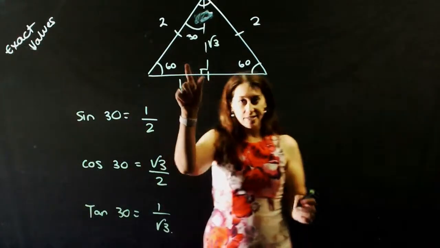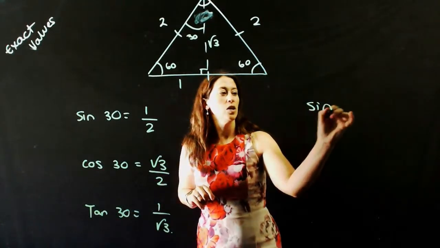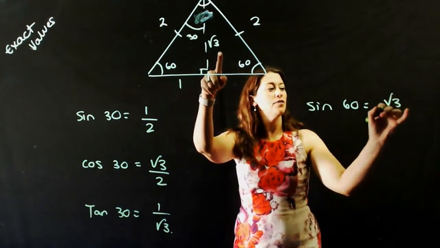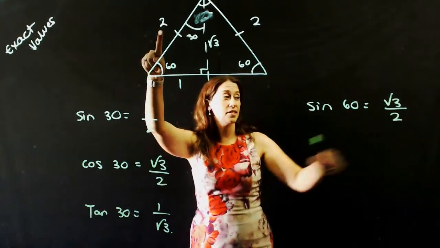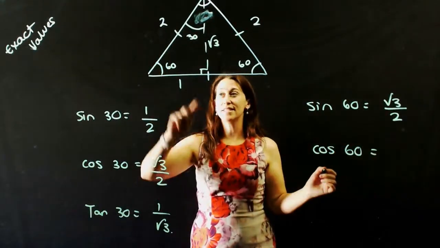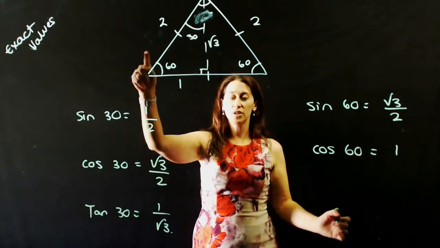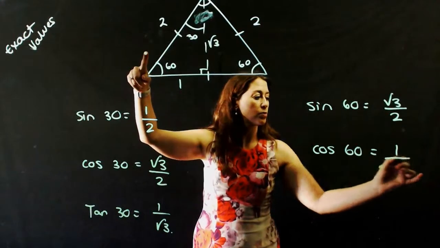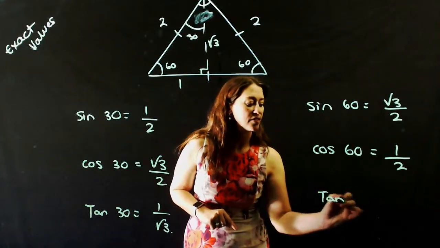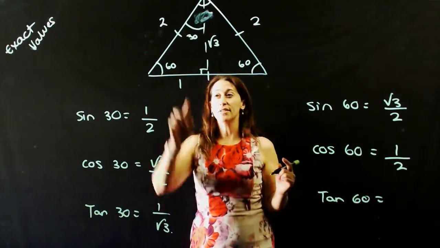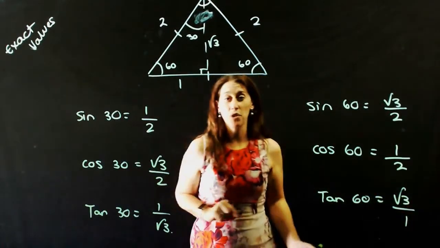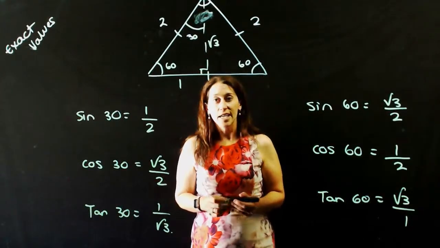Now let's consider the 60 degree angle. Sine 60. Well, for sine 60 our opposite now becomes root 3, over the hypotenuse, 2. So sine 60's exact value is root 3 over 2. Cos 60. Cos is adjacent, well the adjacent is 1 and the hypotenuse is 2. So adjacent divided by hypotenuse tells us that the exact value of cos 60 is 1/2. And then tan 60, well, tan 60 is opposite over the adjacent. So it's root 3 over 1, which is just root 3. So the exact value of tan 60 is root 3.